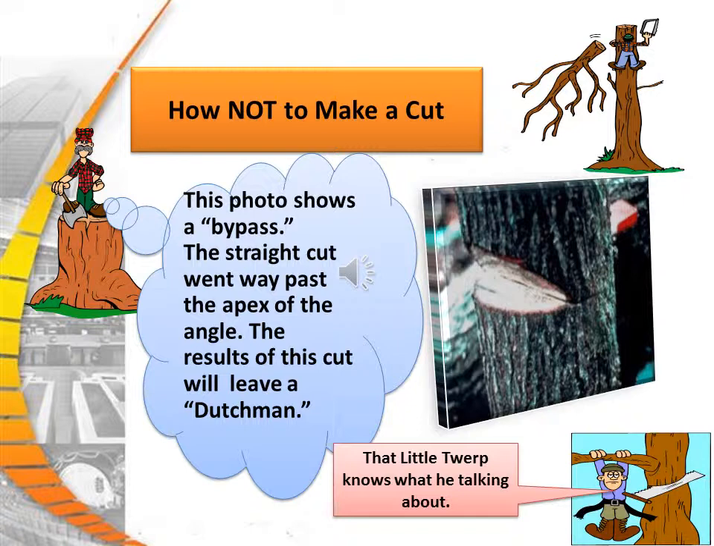How not to make a cut. Let's listen to this little twerp because he does know what he's talking about. This photo shows a bypass. The straight cut went way past the apex of the angle, and the results of this cut leave a Dutchman.